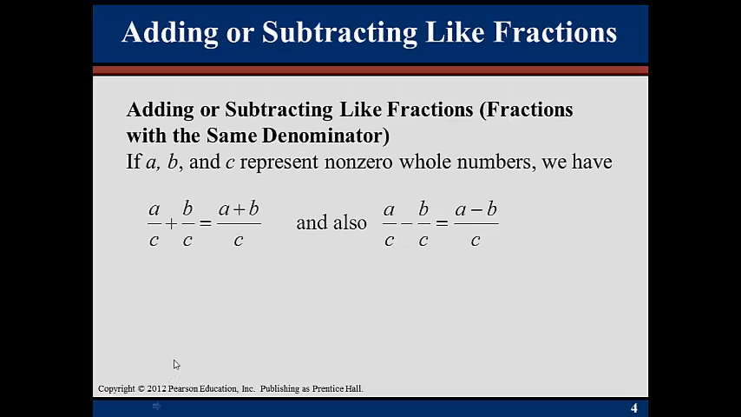Now when you're adding and subtracting fractions that are alike, you would add the numerators together. So add the top numbers and then keep the bottom number. So add the numerators together and then keep the denominator. You can follow the same steps when subtracting. You would subtract the top numbers and then keep the bottom number.